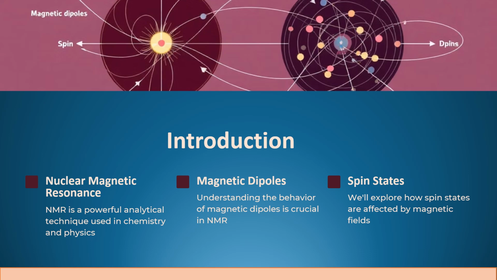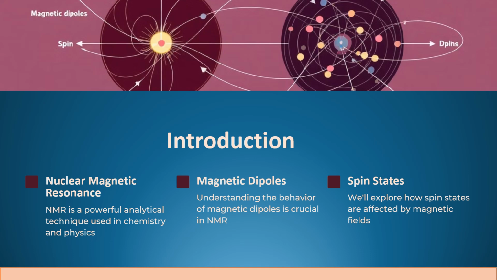Now, let's discuss magnetic dipoles. Every nucleus has a magnetic moment due to the spin of protons and neutrons within the nucleus. These magnetic moments are called magnetic dipoles. Understanding how these dipoles behave is crucial in NMR. When a magnetic field is applied to a sample, the magnetic dipoles align themselves in the field, either parallel or antiparallel to the field direction. This alignment influences the energy states of the nuclei and forms the basis of NMR's ability to detect atomic level information.